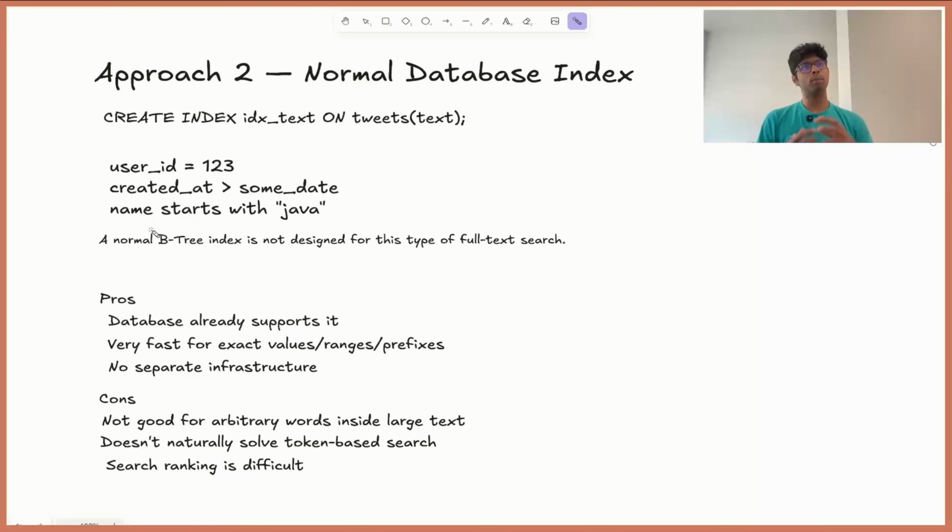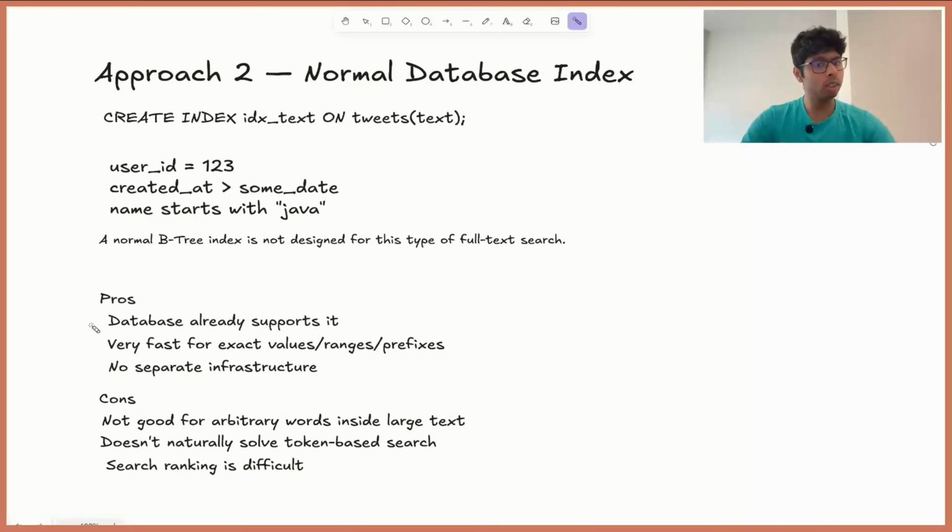But right now, the requirement says that the word Java can exist anywhere in the text. This is the problem. That's why B-tree and B+ tree indexing is also not going to work. Of course, it is going to give you better results than no indexing. Indexing can improve approach 1, but it is not the final solution.